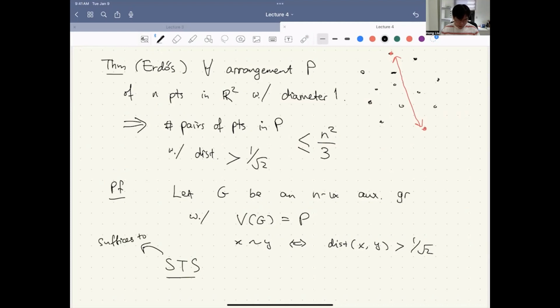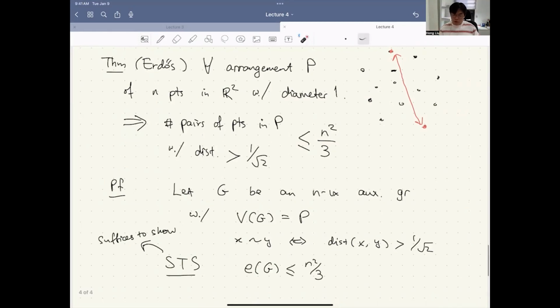It suffices to show that this graph has at most n squared over 3 edges, because the number of edges corresponds exactly to the number of pairs of points in P with distance strictly greater than 1 over root 2, by definition of G. And now it looks familiar, right?